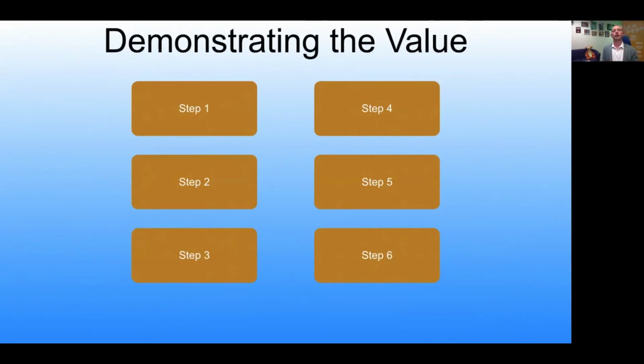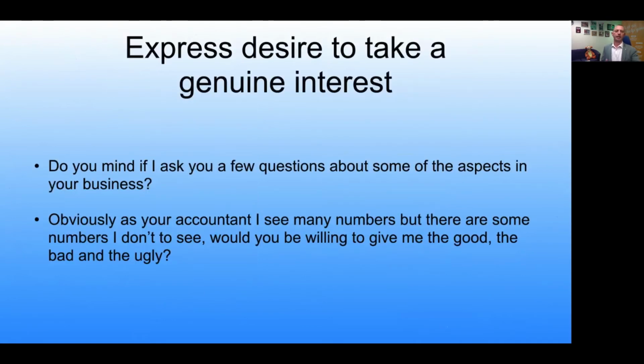So 6 steps. The first step really is just to engage with them and get their consent to ask them some thought-provoking questions about them. I mean, just a couple, and these are just off-the-cuff types of questions. Ultimately use your judgment on how you approach your clients in that. So, do you mind if I ask you a few questions about some of the aspects of your business, or even, obviously, as your accountant, I see many numbers, but there are some numbers I don't see. Would you be willing to give me the good, the bad, and the ugly?